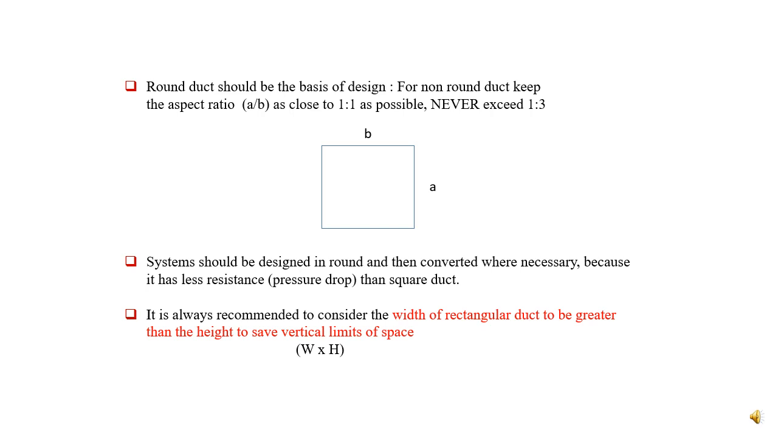And the second rule, normally the width of the rectangular duct should be greater than the height if we have enough space, because with this arrangement, if the width is greater than the height, then the duct is more stable. Unless we don't have enough space, then we have to turn it the other way around, which is height greater than the width, only if we do not have enough space. If not, then the width should be greater than the height of the duct cross section.